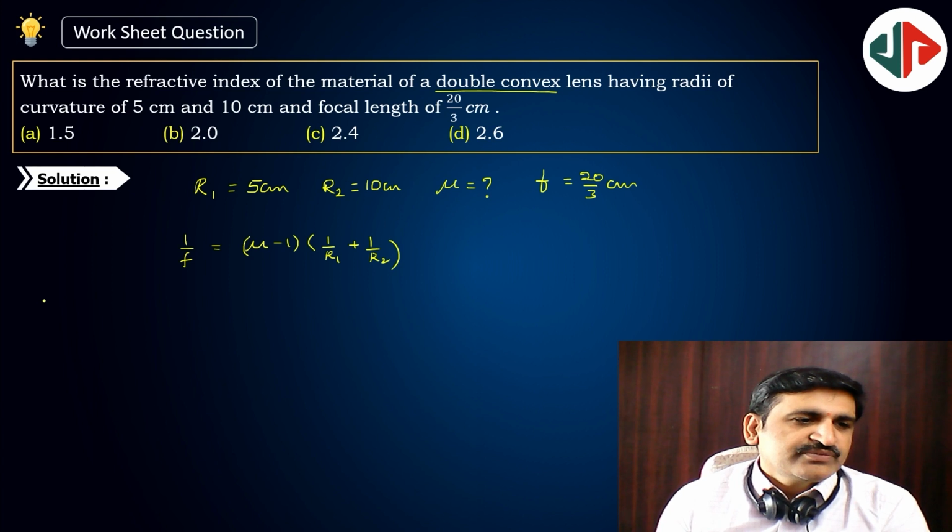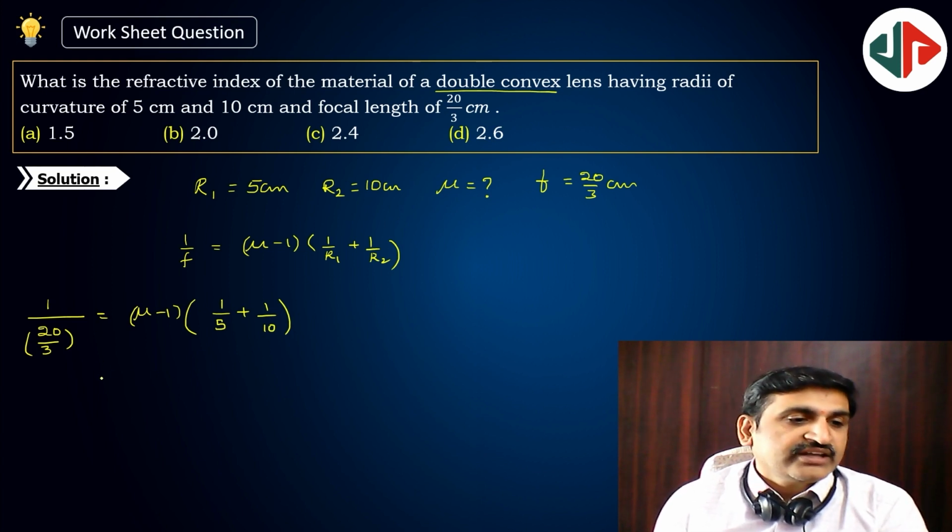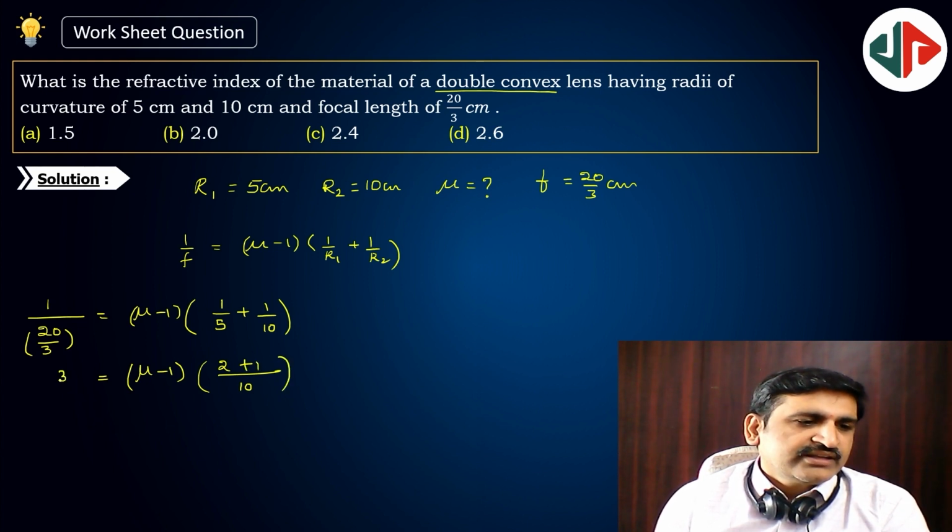Let us substitute 1 by F. It is 3 by 20. 1 by F is equal to mu minus 1 into 1 by 5 plus 1 by 10. Already signs are applied in the formula, you need not put them again. Then mu minus 1 into, the LCM is 10, 10 will go 2 times and 1 time, so it will be 3 by 10.